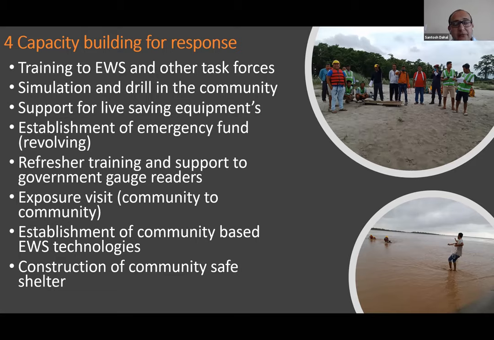And we do refresher training and support to government graduates in coordination with the government. Another effective mechanism was the community exposure visit. From community to community, we do these things. And there is the establishment of community-based early warning technologies.